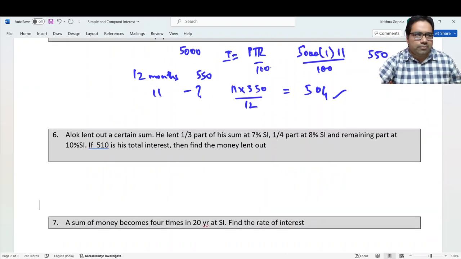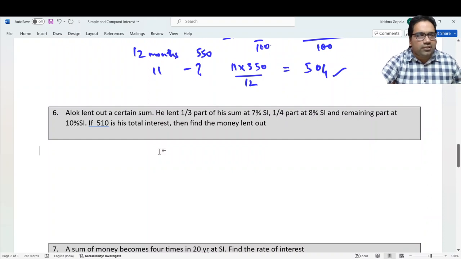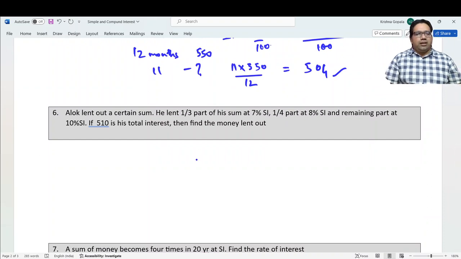Let's see another problem. Alok lent out a certain sum. He lent 1/3 part of his sum at 7%, 1/4 at 8%, and the remaining part at 10%. Total interest is given. Very good.